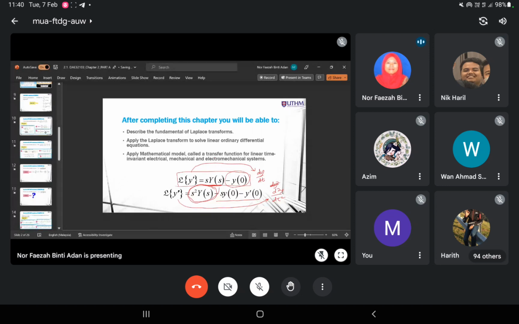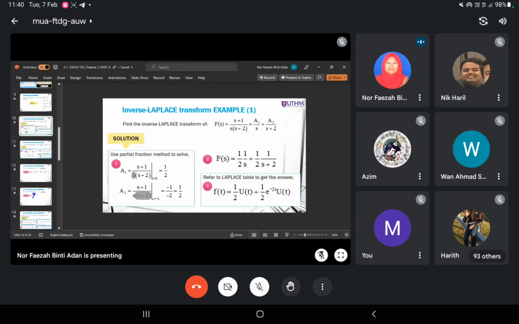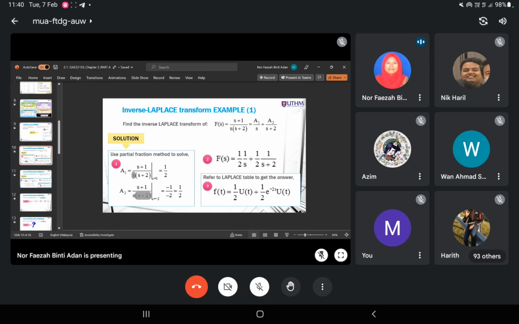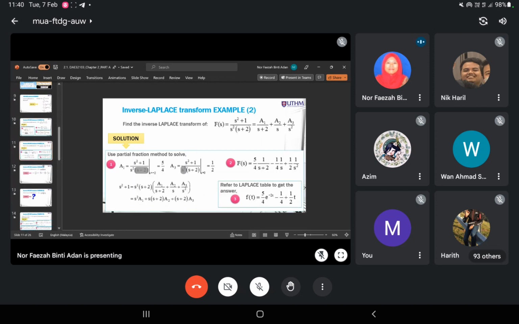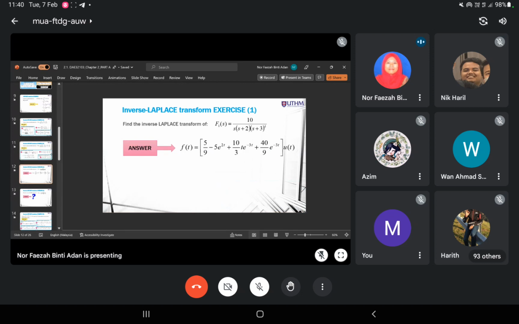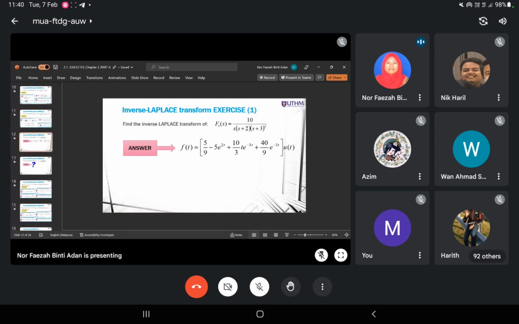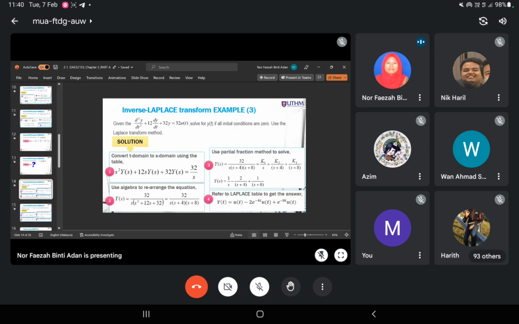Kita tengok some of exercises. Kita tengok satu je lah. Okay. So example of an inverse Laplace transform. Soalan ni tak complete dah pula. Okay. Sekejap saya tengok ada tak soalan from differential equation. Solve until you get your final answer. Okay, so kita tengok exercise ni.